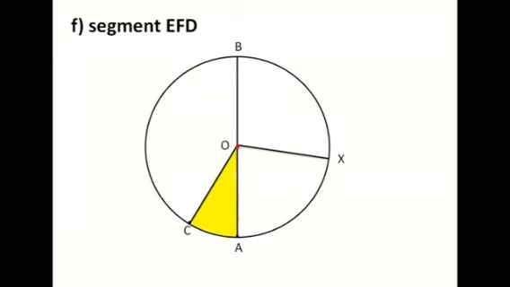Next question, you have to mark segment EFD. So what is a segment? Segment is a region in the interior of a circle enclosed by a chord and an arc. Okay. So let's draw a chord first. I have drawn one chord here and I'm going to name it as ED. Okay. And the arc EFD. So the area enclosed by the chord ED and the arc EFD is nothing but the segment EFD. Okay.